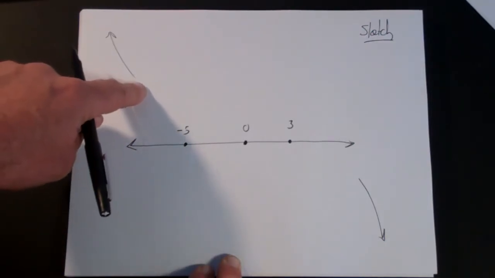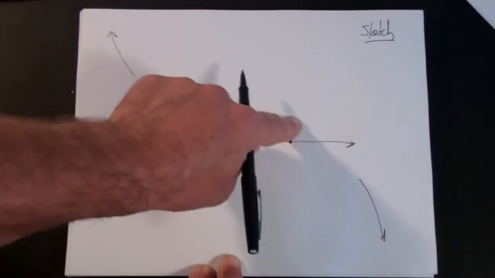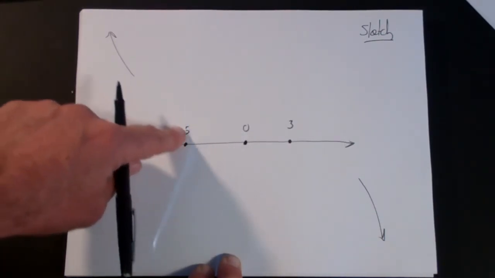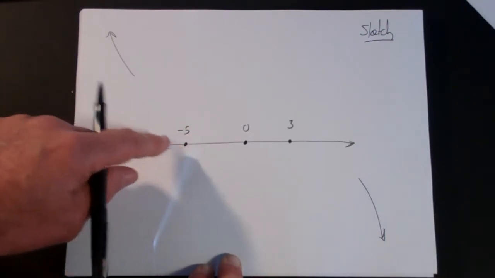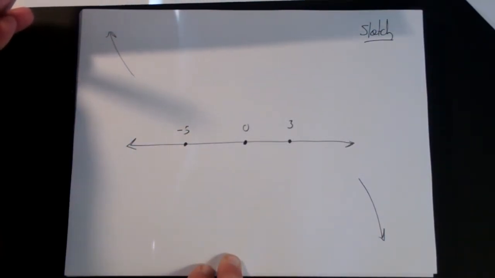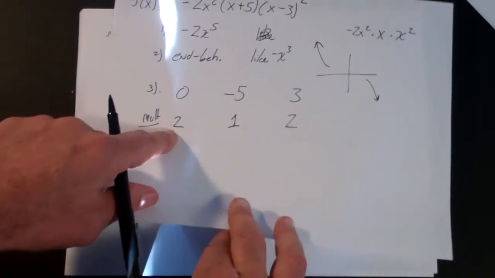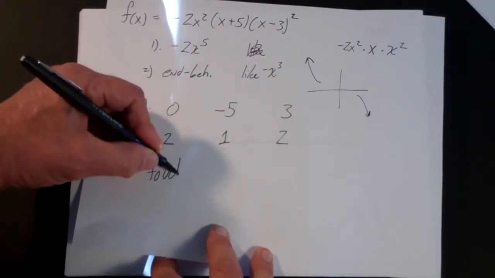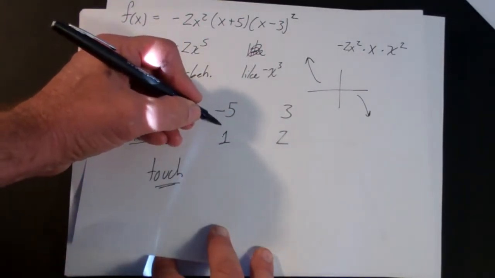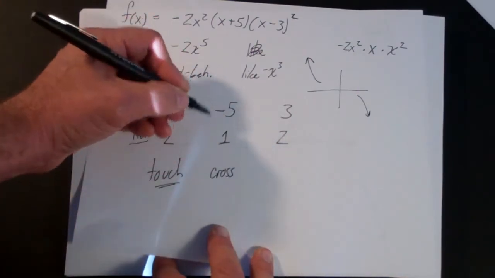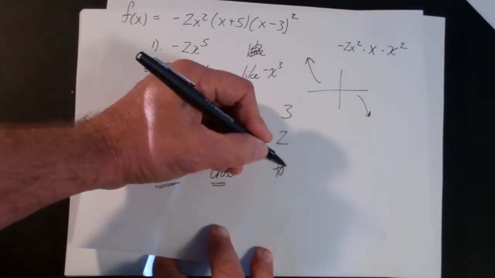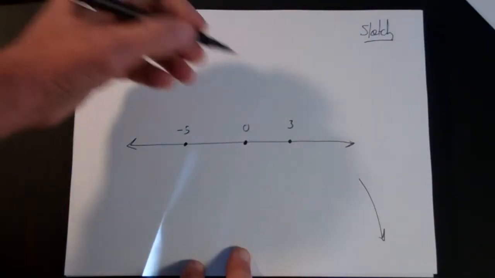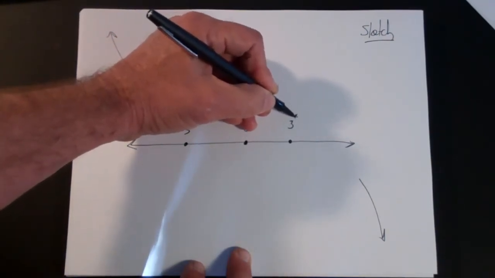Now the key is not only that these are zeros where the graph meets the x-axis, but that it's the only place it crosses the x-axis. The important thing is multiplicity. If it's a multiplicity of 2, then you know it's a touch. And if it's a multiplicity of 1, you know it's a cross. So I'm going to put a little star at the 0 and 3 to remind me that those are touches, or tangents.